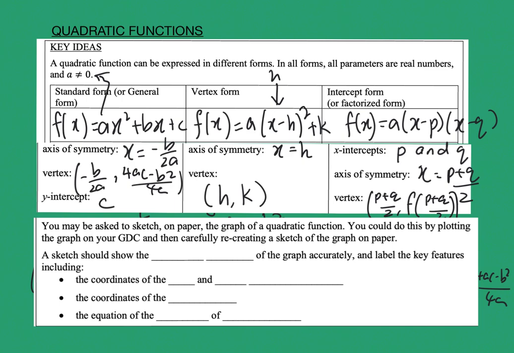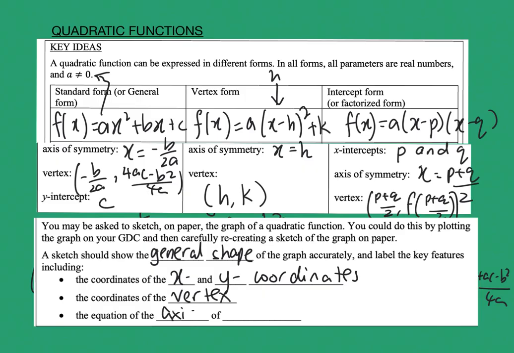A sketch should show the general shape of the graph accurately. Label the key features, including the x and y coordinates, the coordinates of the vertex, and the equation of the axis of symmetry. So the last one is depending on the question. If they ask you, then you can put it. Usually we don't label unless we are asked to. We have gone over the big ideas, so let's look at some examples.